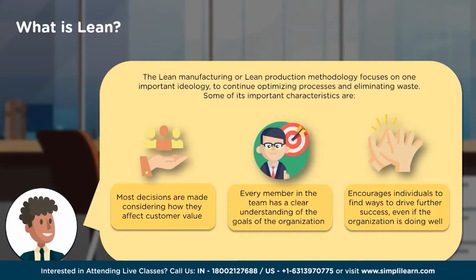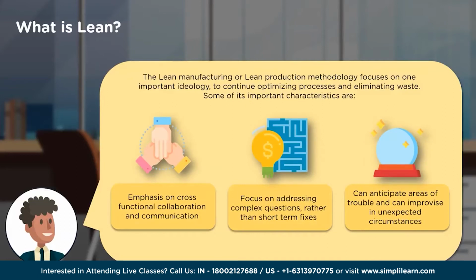Whenever decisions are being made in a Lean team, the main emphasis is to understand how it exactly adds value to the customer. Every member in a Lean team has a clear understanding of what exactly are the goals of the organization. It also encourages employees to push for further success even if the organization is in a good place or is already doing well. There's also an emphasis on cross-functional collaboration and communication. Lean focuses on answering the difficult or complex questions rather than employing short-term fixes. And with Lean, you can easily prepare for issues that can come up in the future or improvise in unexpected circumstances.